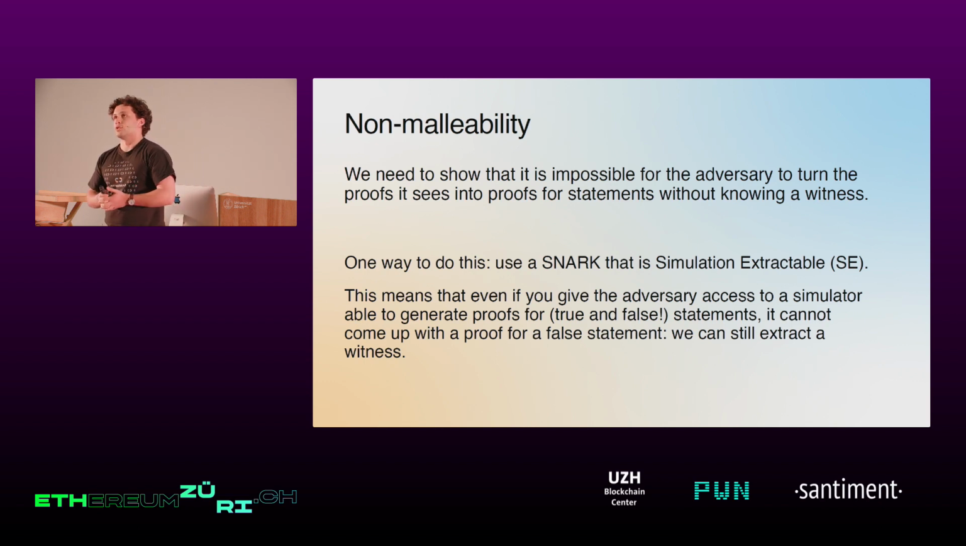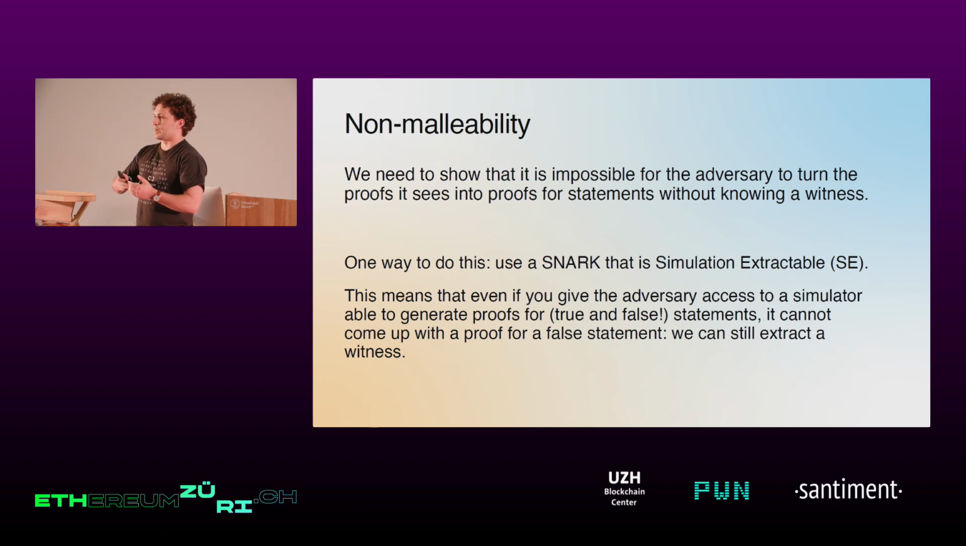You could design your proof systems to be application-specific, where you add, for example, an encryption of the witness or a one-time signature, and this comes at some loss of efficiency. Or you could use a SNARK that is already simulation extractable. What that means is that even if you give the adversary access to simulated proofs for any statement, true and false, it cannot come up with a proof for a false statement or for a statement without knowing a witness, because we can still extract it.